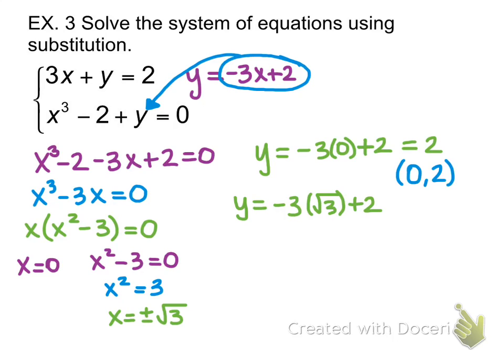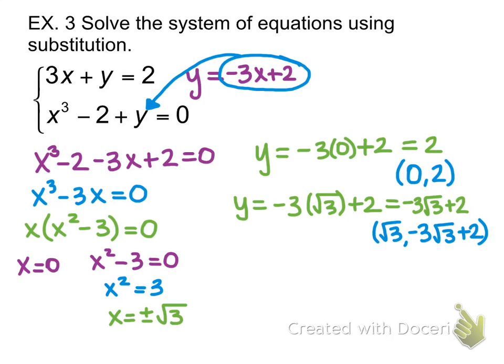Now I'm going to take the positive square root of 3 and plug it in. So negative 3 times square root 3 plus 2. Well, all I can do is drop the parentheses here. I can't do anything to simplify. So it's just negative 3 square root 3 plus 2. As an ordered pair, it would be positive square root of 3, comma, negative 3 square root 3 plus 2.